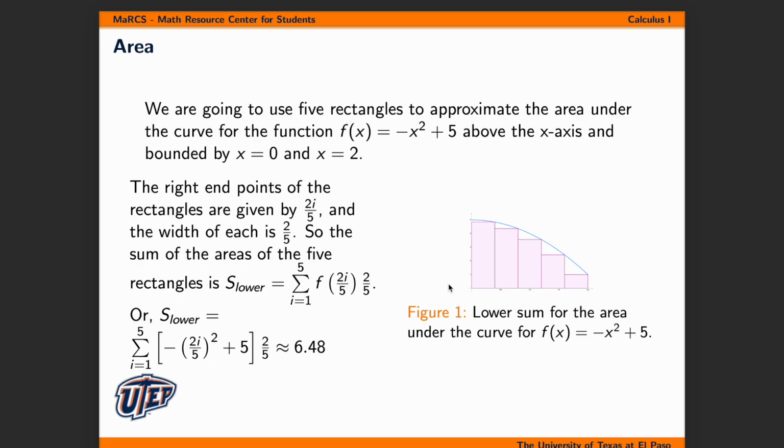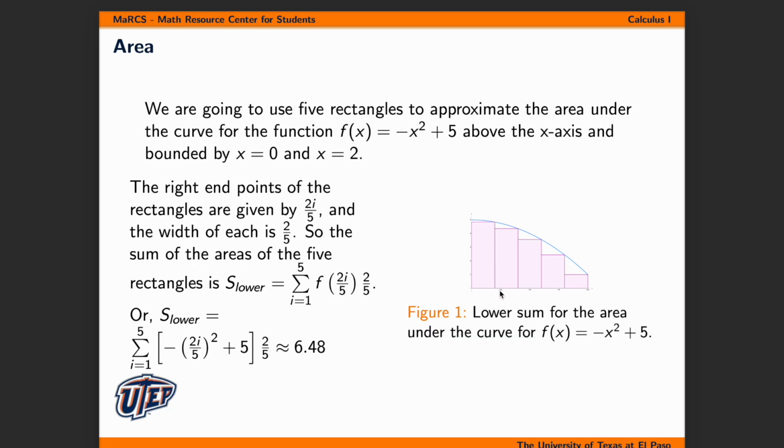So the sum of the areas of the 5 rectangles can be denoted by S lower, and we're taking the sum from i equals 1 up until 5 because we have 5 rectangles. And the area of a rectangle is given by length times width. So we said the width was 2 over 5. And for the length, we can evaluate our function at each of the endpoints. So for the first endpoint, we have 2i over 5. So we will evaluate f of 2i over 5, which is 2 times 1 over 5. So we can plug that in for x, and that'll be our length.